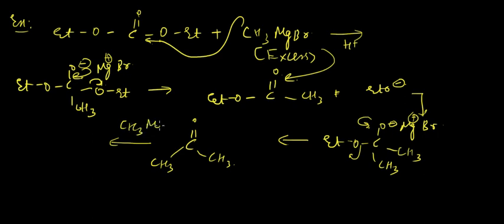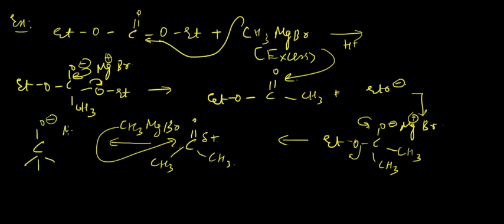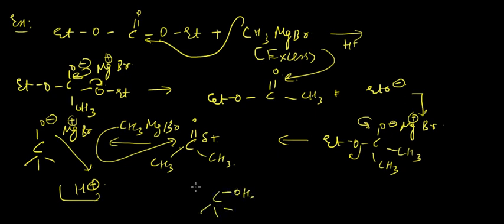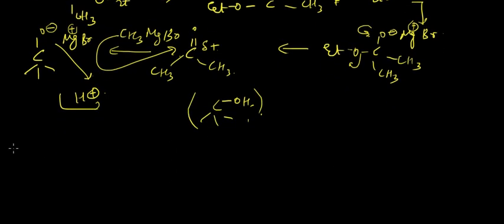Again, CH3MgBr is in excess. What will happen is, again, it will attack on this slightly positively charged carbon atom, and again we'll get something like this, O minus Mg plus Br, and we have acidic medium in place, so this O minus will get itself attached to this. So this will be the final product formed.